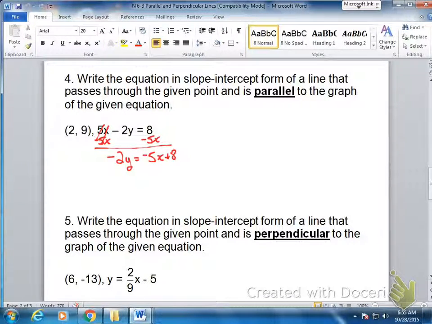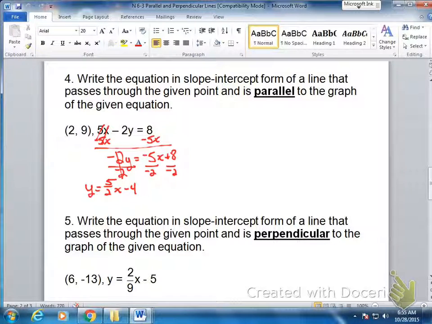After that, I've got to get rid of my negative 2 attached to the y. I'm going to do that with division. So I'm going to divide everything by negative 2. When I do that, the negative 2's cancel. I get y equals. A negative divided by negative is a positive, so 5 halves x. 8 divided by negative 2 is minus 4.